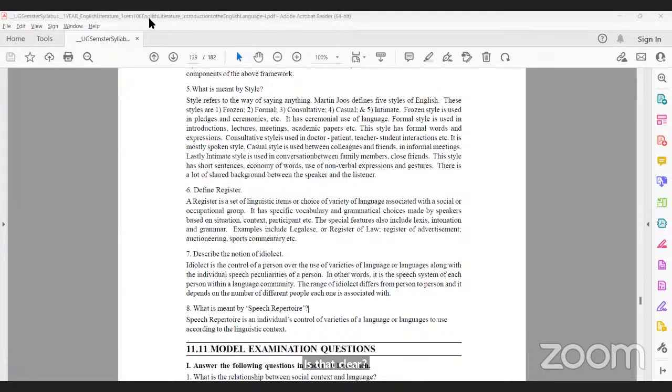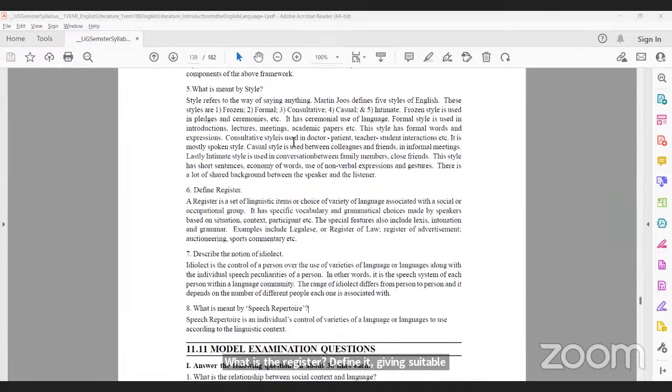So these are some of the important aspects. Suppose you have been asked a question, what is a register? Then you have to simply give a definition, and you can also expect some other questions related to it. What is a register? Define it giving suitable examples.